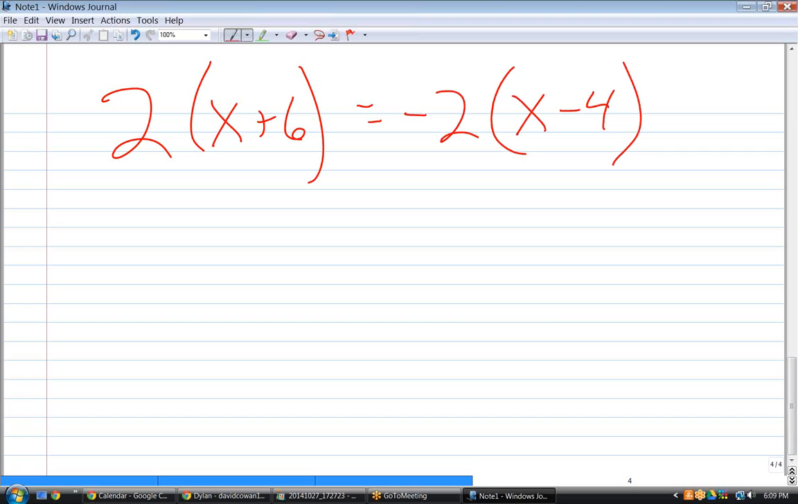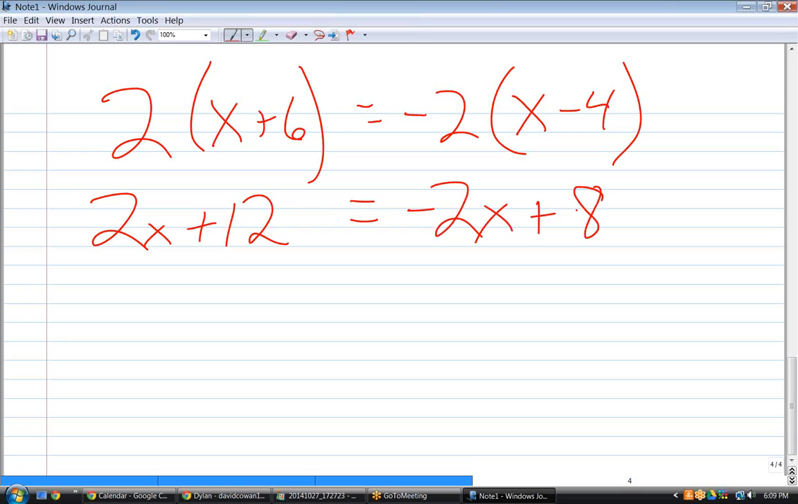Okay, so first you want to do 2 times what's inside the parentheses. So what's the next line? On the left side it'd be 2x plus 12 is equal to negative 2x plus 8. Good. And then you could add 2x to both sides. Then you get 12 is equal to x plus 8.